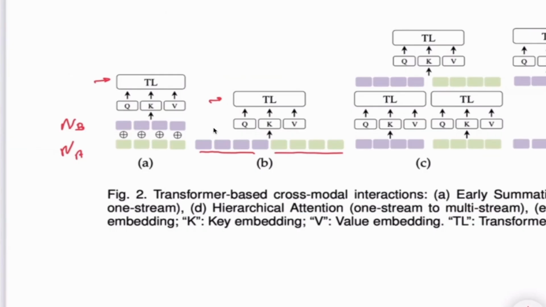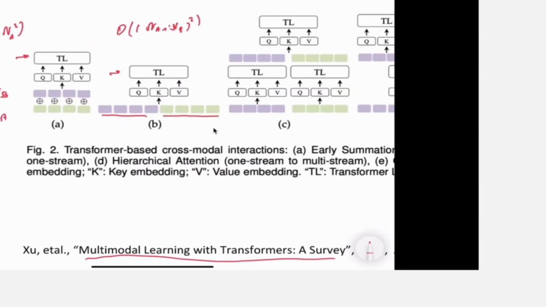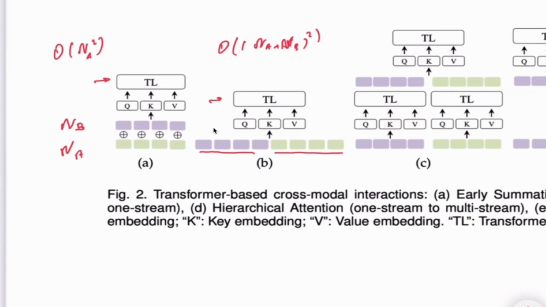For example, if you are going with the first one, we know that the attention operation has square complexity. In this case, NA and NB are the same. So in the first scenario, the complexity will be O(NA squared). In the second one, the complexity will be higher: O((NA plus NB) squared). So the complexity in the second case is higher, but there are different advantages. The second approach may work slightly better.